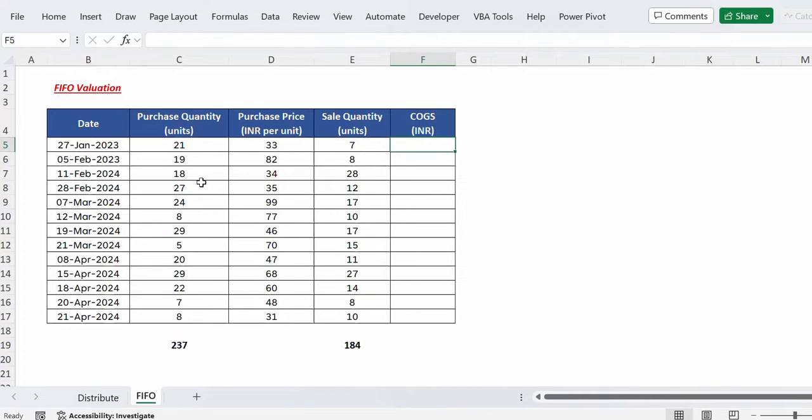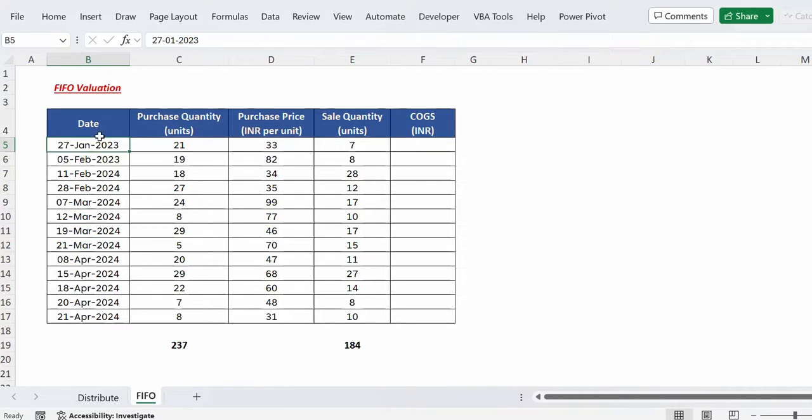Now let's start and first see what we mean by FIFO valuation, and then we will try to automate the calculations using Excel formulas. So we are given this data here. Let's say we have particular dates on which we made some purchases at a particular price, and this is the amount of units that we sold on each of the dates.